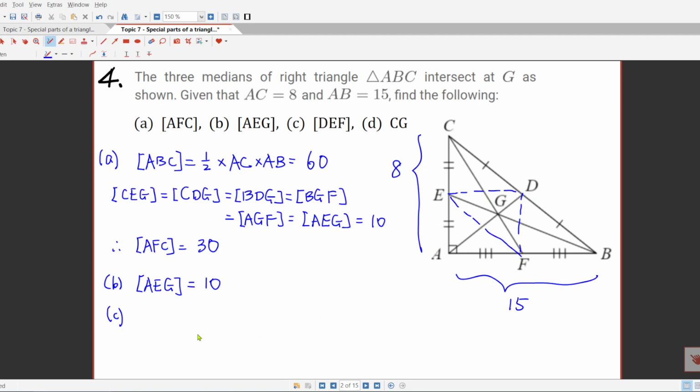This is also a special triangle, right? Triangle DEF is a medial triangle of triangle ABC, right? We know that a medial triangle has an area of 1/4 of triangle ABC, right? So we can directly write the area of triangle DEF is just 1/4 of the area of triangle ABC, which is 15, right?